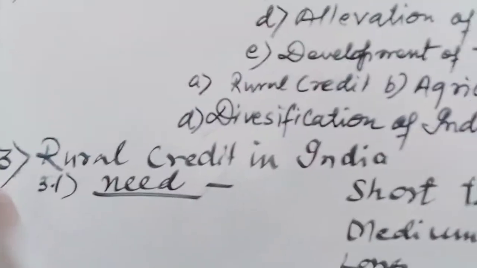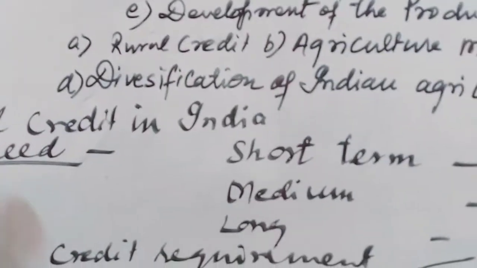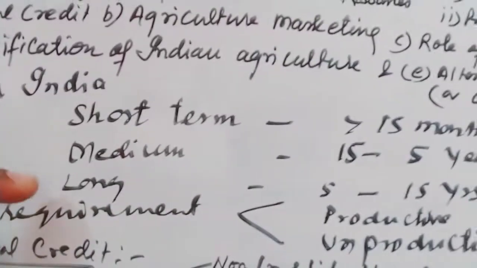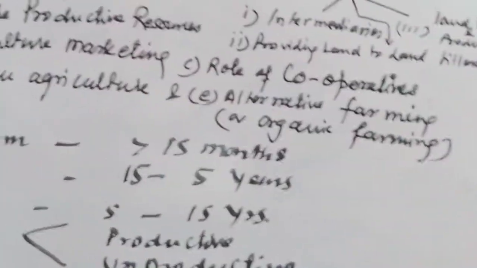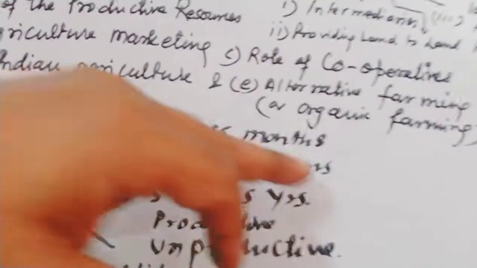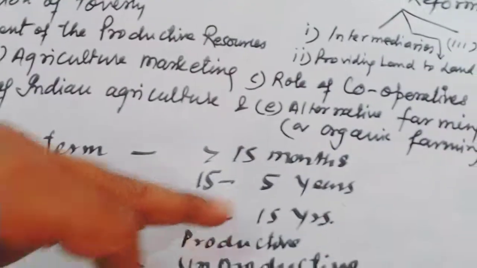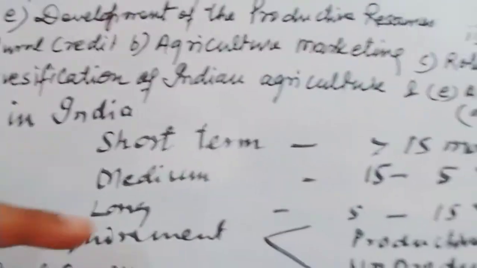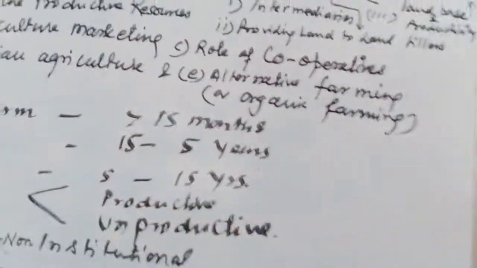Then the third aspect is rural credit in India. So there, what is the need? Short term need, medium term need, and long term need. Short term is for 15 months, and medium term is 15 months to 5 years. There should not be confusion that it is years here; it is 15 months, and 5 years. And the long term need is for 5 to 15 years. Now credit requirement: productive requirements and unproductive requirements.